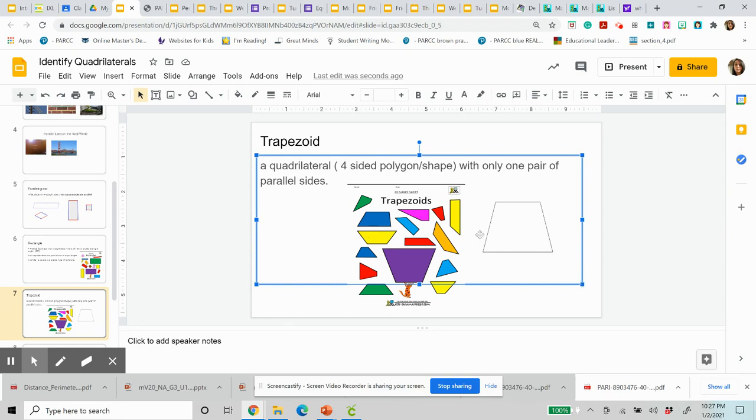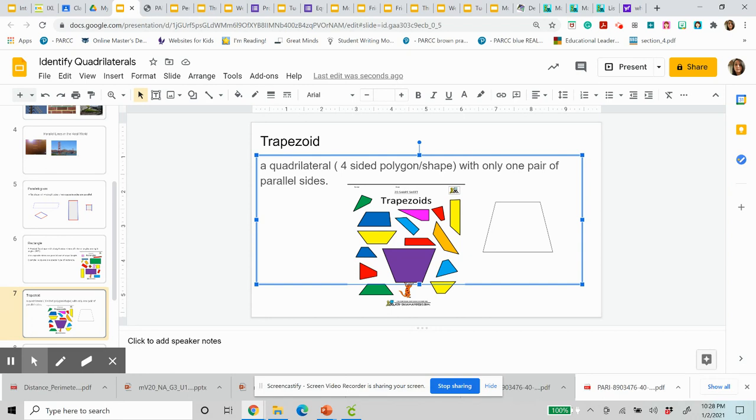But notice, it has to have one pair of parallel lines. So here's my one set of parallel lines. These two are not parallel because they will end up touching. But look how else they can look. Let's look at this pink one. This line right here, this tiny line, is parallel to that line above it. That's one pair. But these two sides are not. So it has four sides, but one set of parallel lines.